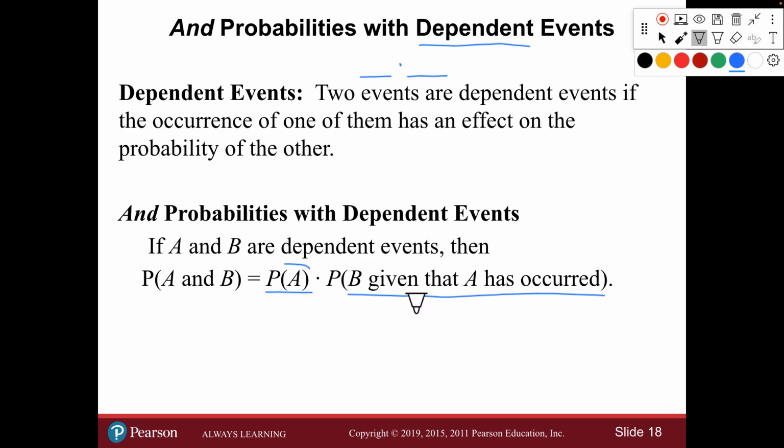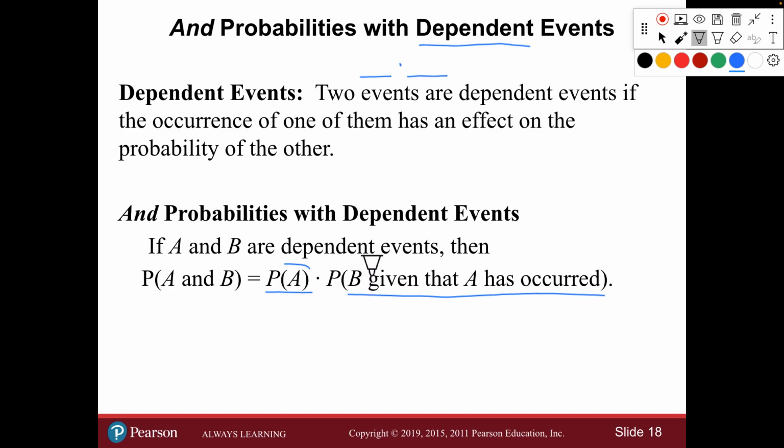Such as maybe the probability of rain and the probability of getting in a car accident. Well, when it rains, the streets are slipperier, so there's maybe more likely a chance of getting in an accident. So if it's rained, the probability of getting in an accident is higher than if it hasn't rained. Okay, so that's the type of thing we're talking about.